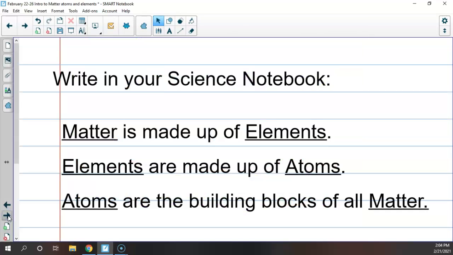So here's where I want you to pause your video, and I want you to copy this down in your notebook. It is important to understand that matter is made up of elements, that elements are made up of atoms, and that atoms are the building blocks of all matter, including us. We're matter. And so we have atoms inside of us as well. So pause here and write this down in your notebook.